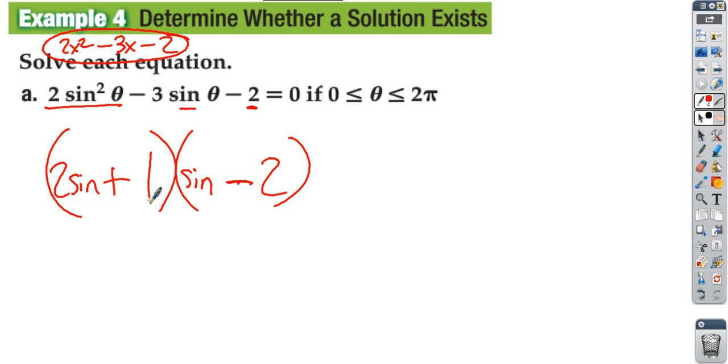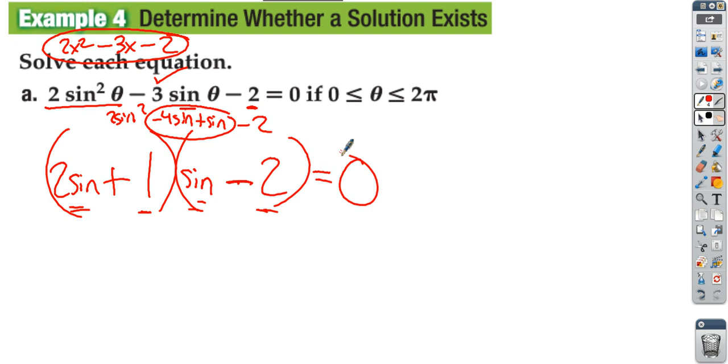Okay, if you switch those around and you got it wrong, you can check it by using FOIL. So let's briefly check. 2 sine times sine is 2 sine squared. So that's right. 2 sine times -2 is -4 sine. 1 times sine is plus sine. So notice -4 sine plus sine, that's going to be -3 sine. So that does work. And then 1 times -2 is -2. So that's how you can check it.